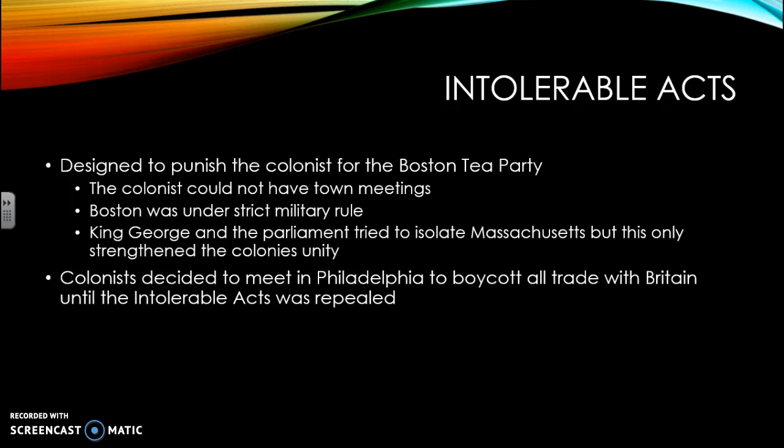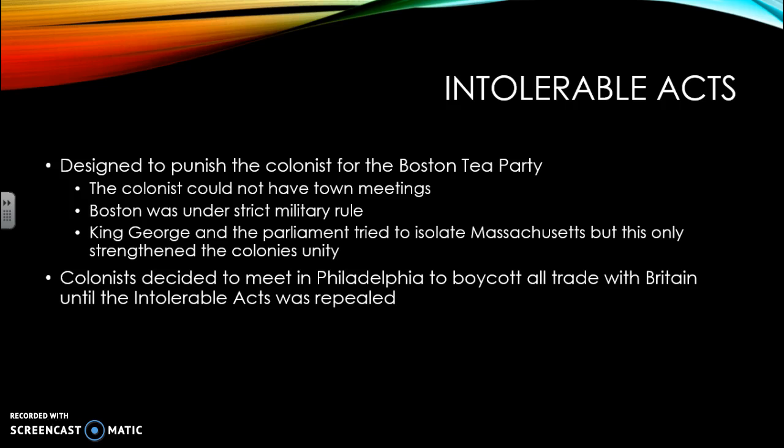King George III said, okay, y'all did that. So I'm going to put you on the Intolerable Acts. And this was designed to punish the colonists for the Boston Tea Party. The colonists could not have town meetings, and Boston was under strict military rule. King George and the Parliament tried to isolate Massachusetts, but this only strengthened the colony's unity.